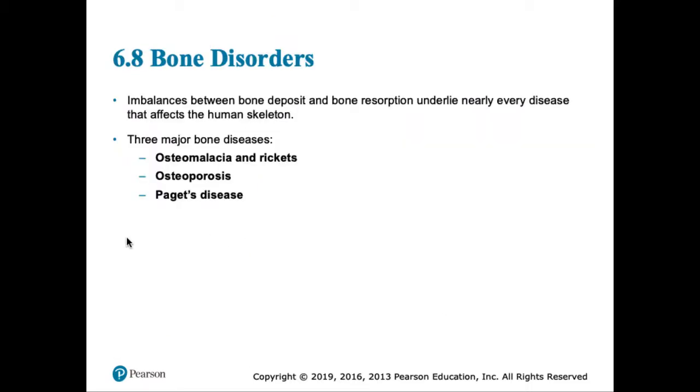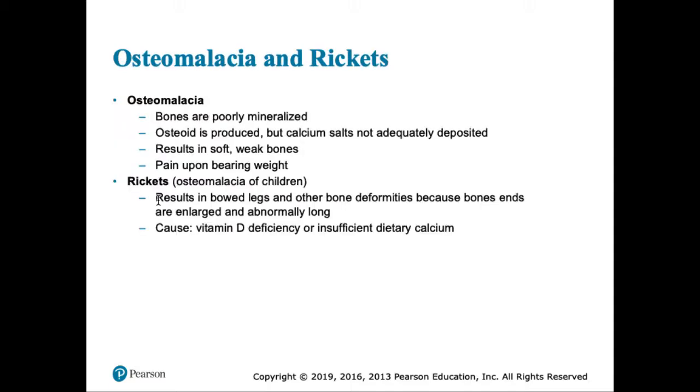And then, of course, the last thing we'll talk about is bone disorders. There are lots of imbalances between bone deposit and bone resorption, and it underlies pretty much every disease that affects the human skeleton. So there are three main bone diseases: osteomalacia and rickets, osteoporosis, and Paget's disease. In osteomalacia, the bones are just poorly mineralized and osteoid is produced, but calcium salts are not adequately deposited. This means that you get soft and weak bones and pain if you try to bear weight. Rickets is basically the result of bowed legs, usually because of a vitamin D deficiency or insufficient dietary calcium.